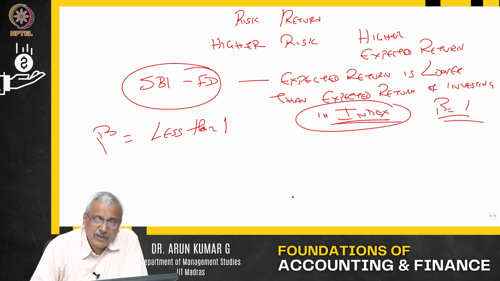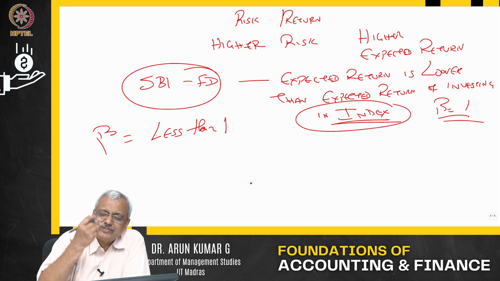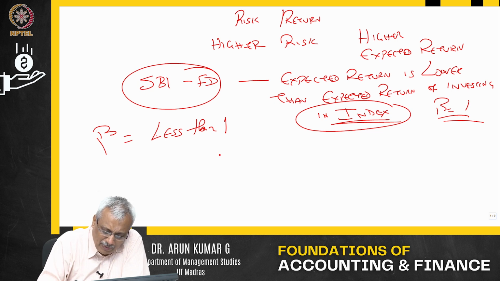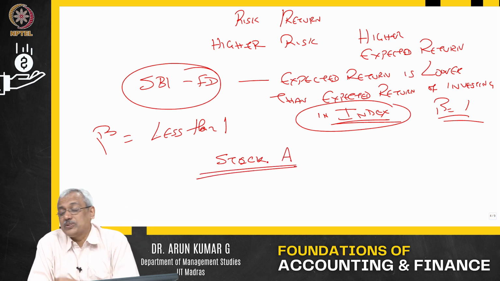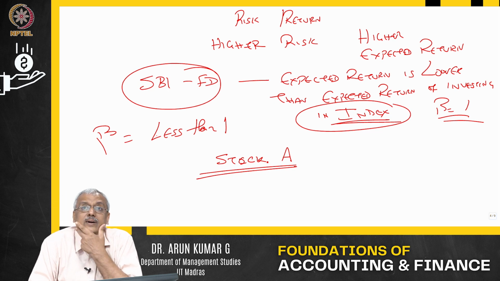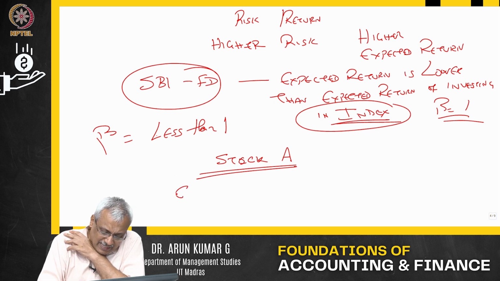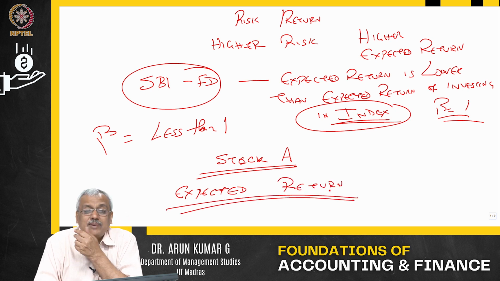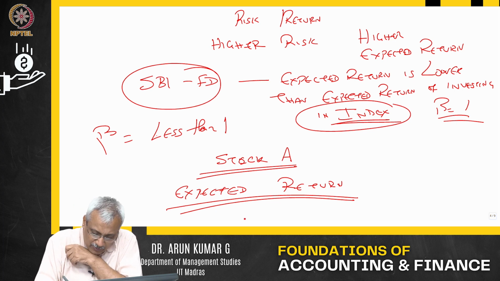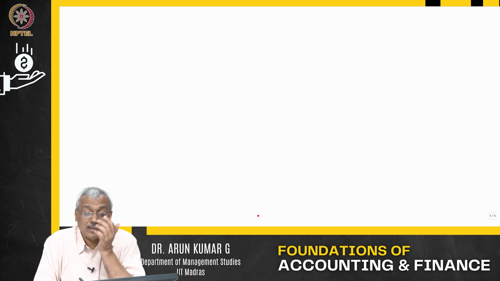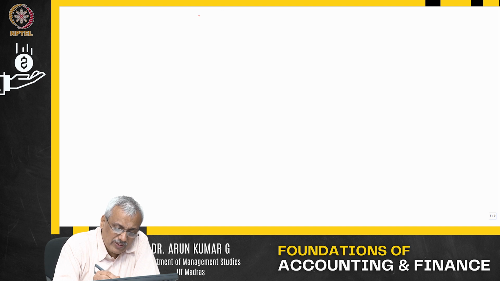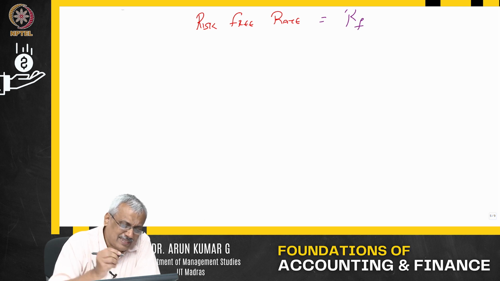Now let us look at an example. Say you have an investment option. You can invest in a particular stock, stock A, which has come out of a public issue. When you are investing in stock A, there is an expected return, some kind of return that you expect. Let us look at what that expected return is. To know that, there is something you should first know, which is what we call the risk free rate. It is always denoted by RF. What is this risk free rate?